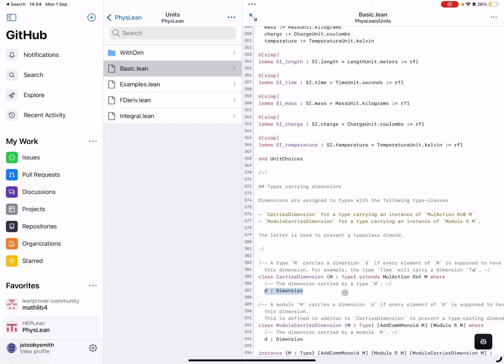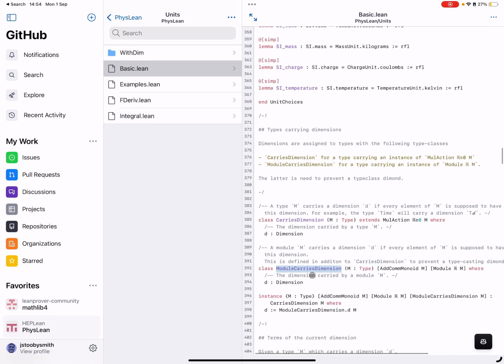So for example, if we assign to M this instance with a dimension of length, then we're saying every term of type M should be assumed to have this dimension, or to carry this dimension length.